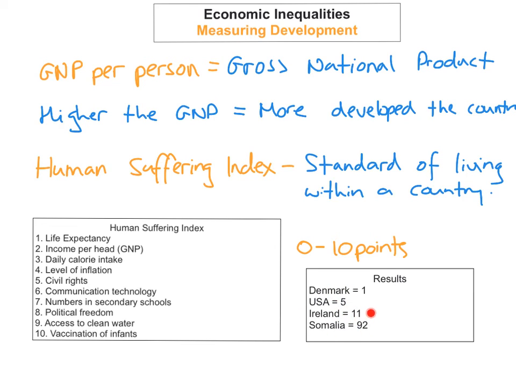And then if you look at the other end of the spectrum, Somalia, they scored 92. So they nearly scored 10 points for nearly every single thing. They only have 8 points where they scored for not suffering. So there's a huge amount of suffering and a very poor quality of life if you live in Somalia compared to the likes of Denmark, USA or Ireland.